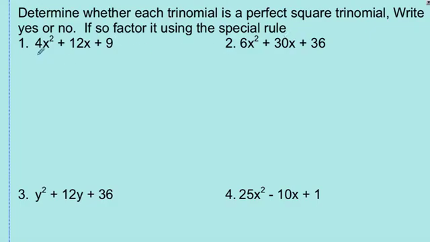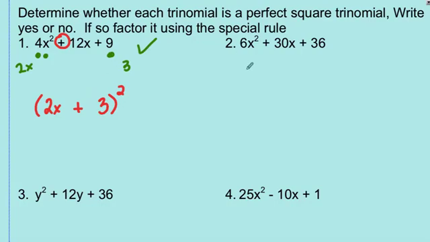I look at this one. 4x squared is a perfect square. 9 is a perfect square. The square root of 4x squared is 2x. The square root of 9 is 3. 3 times 2x is 6x, and 12x is double it. So it is a PST. Now I can factor it. I'm going to have a binomial squared. My first term is going to be 2x, my last term is going to be 3, and the sign is going to be positive.